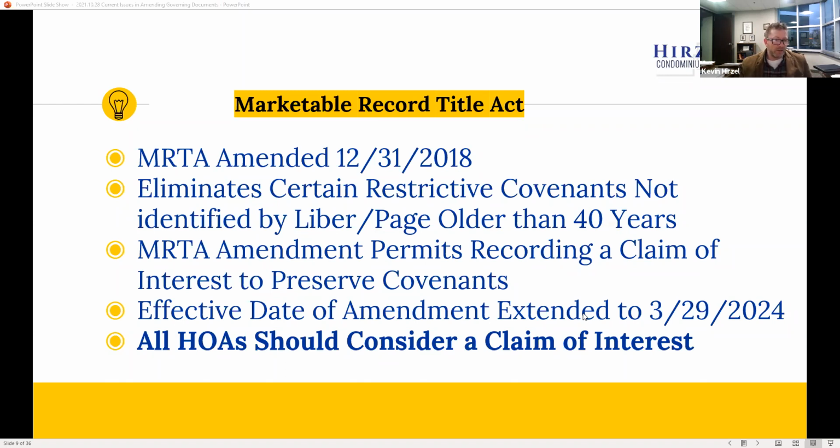The other way is, if you are contemplating going through an amendment process, undertaking an amendment of the set of documents, there is a reason to try to complete that prior to March of 2024. Because as long as that's recorded, as long as it relates back by Liber and page number to the original set in some way, then you can use that to be able to preserve your existing restrictions and get a new 40-year time period running. So it's something that's very significant, with a potential significant negative effect on communities that are older than 40 years.